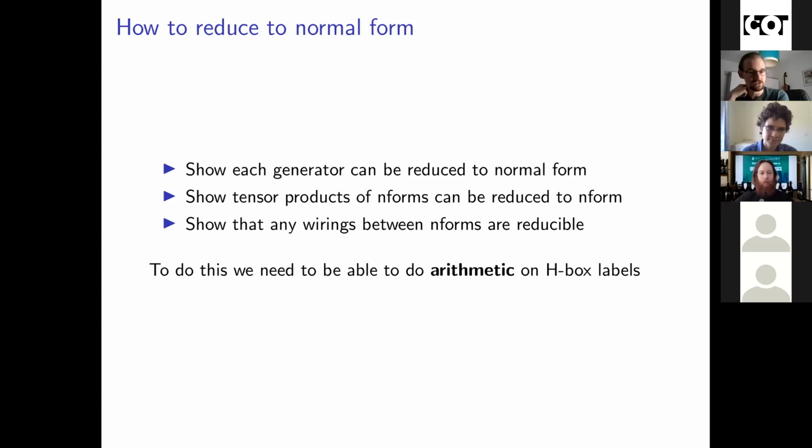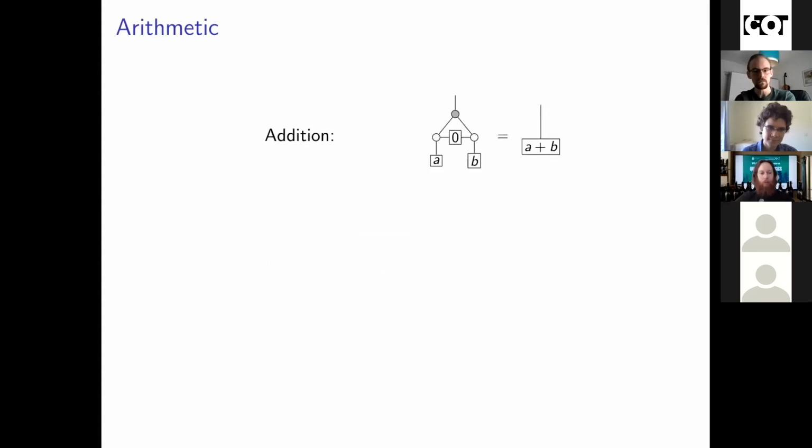To do this, we need to be able to do arithmetic on H box labels, which I will say a bit more about. We can do addition on H box labels. If we have this little gadget, this little diagram, and we input these two labeled H boxes, we get out the sum of them. We proved this using induction essentially on base cases.